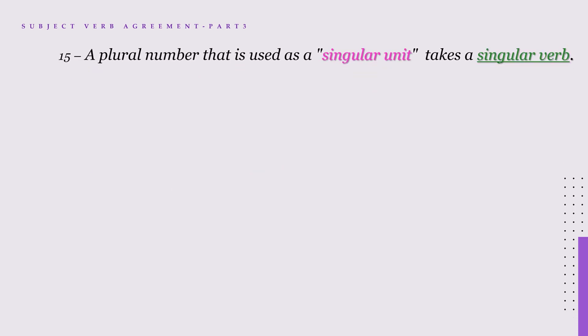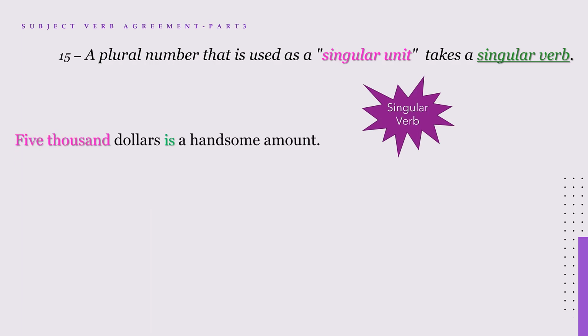A plural number that is used as a singular unit takes a singular verb. $5,000 is a handsome amount. $5,000 is the subject of the sentence. While it's the plural quantity in context, it's treated as a singular unit or a collective amount of money. So it takes the singular verb to maintain subject-verb agreement.